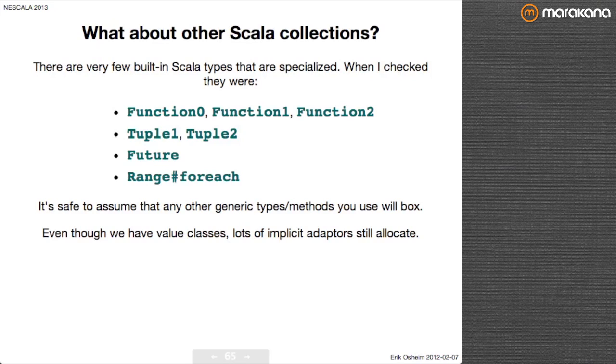In 2.10, these are basically the only specialized types. So if it's not one of these on this list, you should just assume that it's going to box all the time. Arrays are a special case. Arrays also don't box, because they're sort of like a primitive in a way. And I would encourage you to use value classes. That's another way of removing allocations.